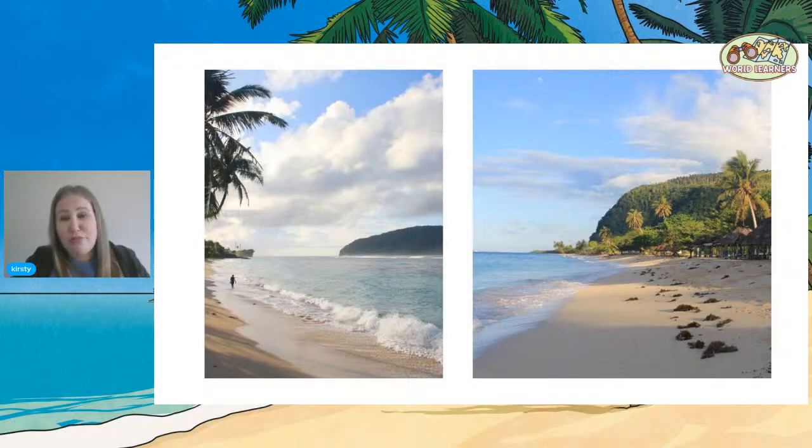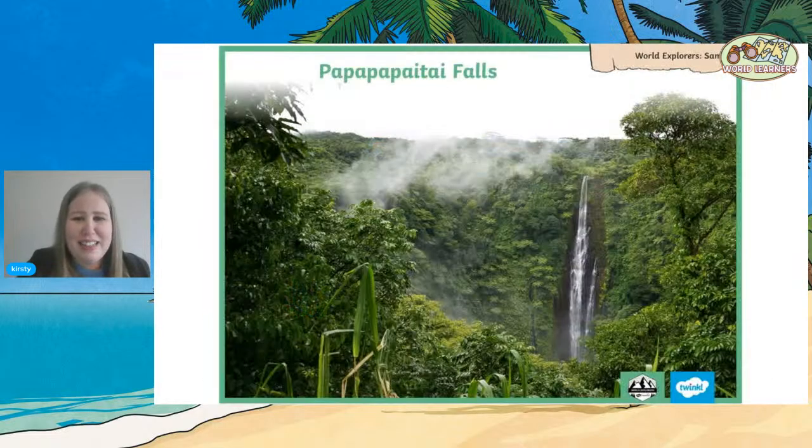And there's a coral reef surrounding that beach as well, which is another way that those islands are partly protected. The coral reefs are really important to the Samoan islands. Let's have a look at another landmark, shall we?